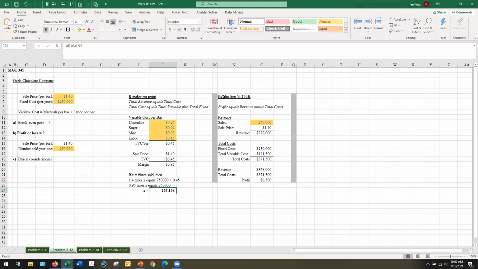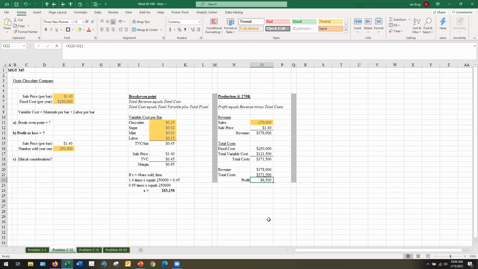Now then, part B. They give you the production line and say, okay, reiterate at 140 cents a bar or $1.40. What's your profit at 270,000 bars? Well, the revenue is easy. 270,000 times 1.4 is $378,000. Total costs: your fixed cost doesn't change. Your variable cost is equal to 45 cents times the number of bars, 270,000. So you do the math. Fixed cost doesn't change. Total cost, 371,500. Revenue minus costs is your profit, $6,500.